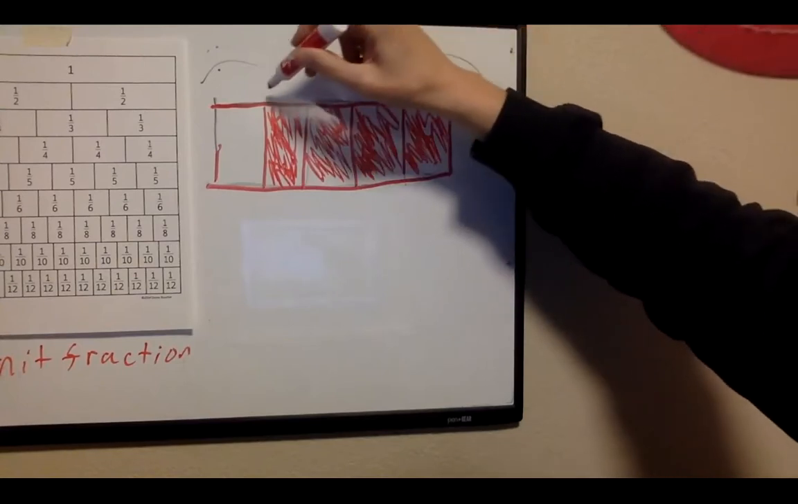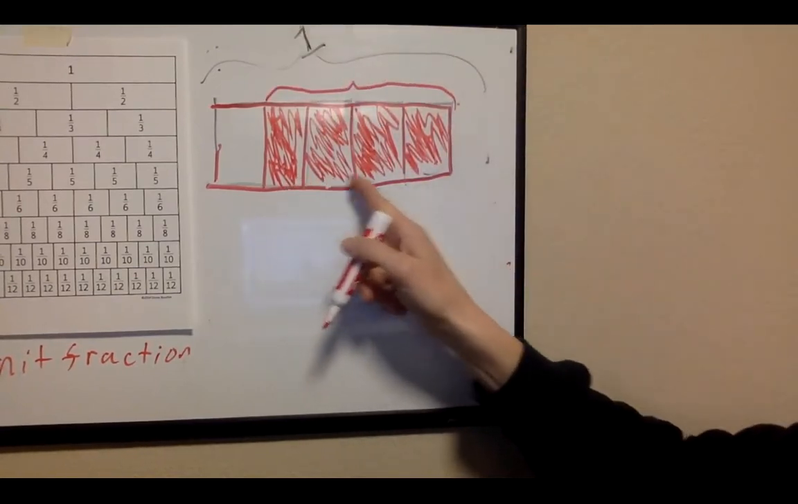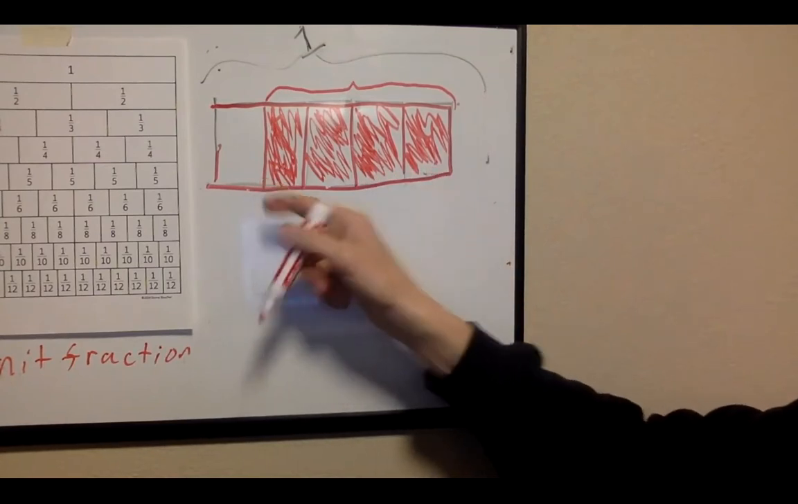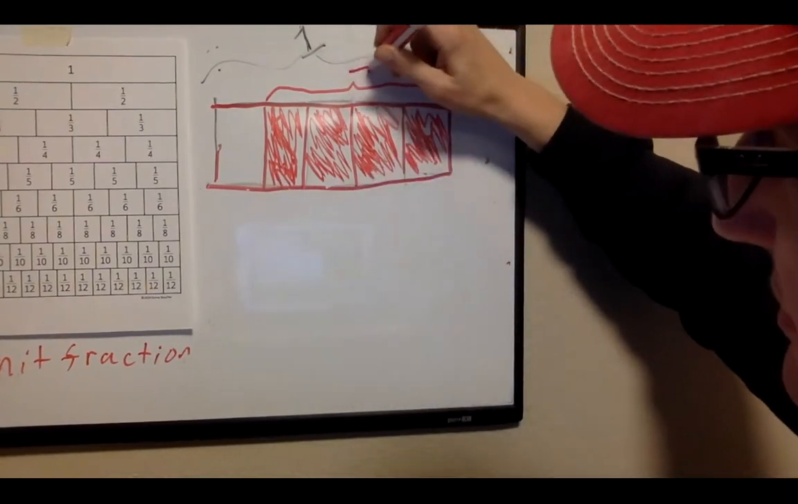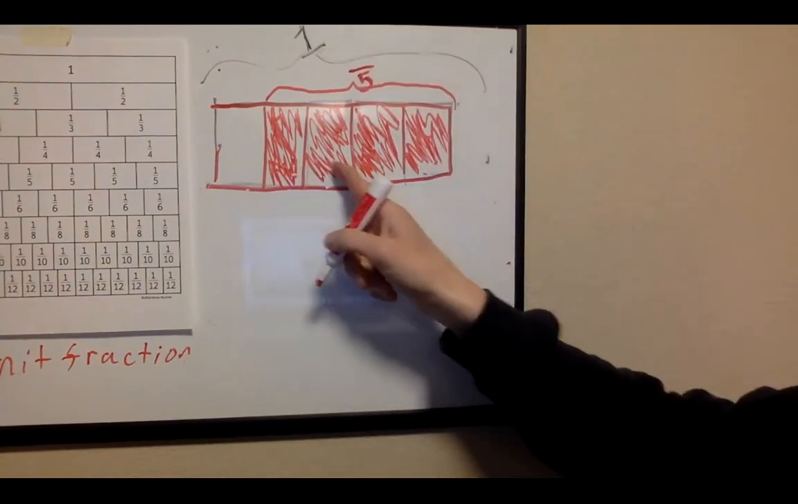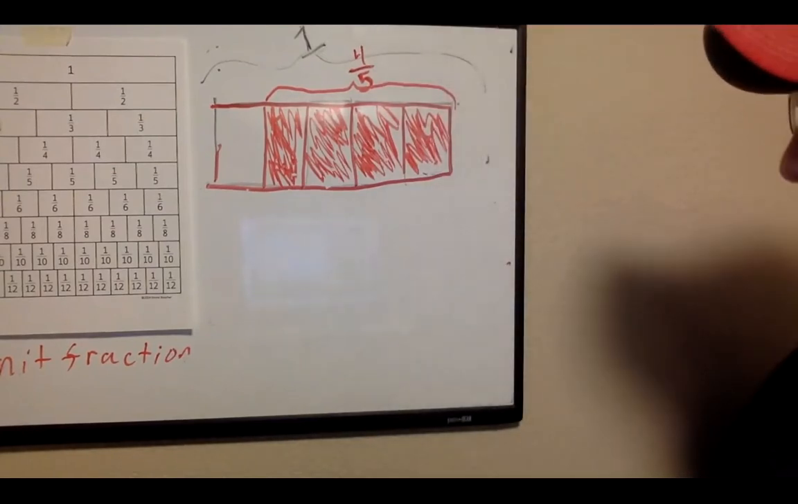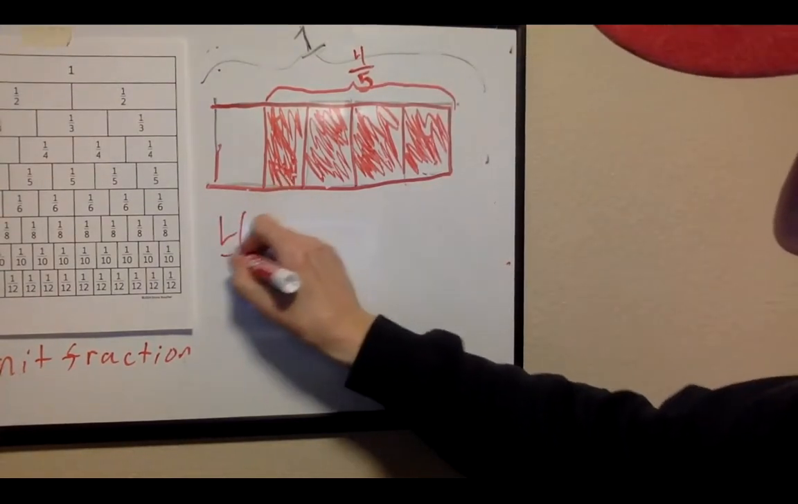All right, so from here to here, 1, 2, 3, 4. We've got 5 parts all in all, so the denominator is 5, right? And then there's 1, 2, 3, 4 shaded in. So that's 4 fifths. So we got 4 fifths.